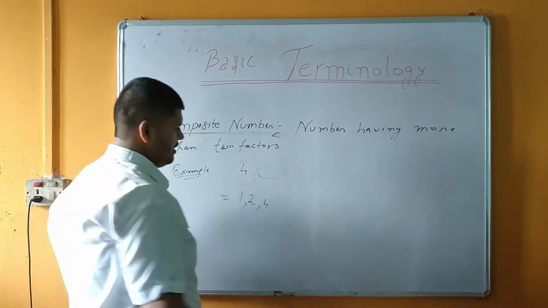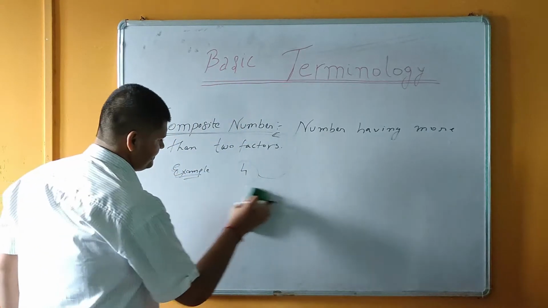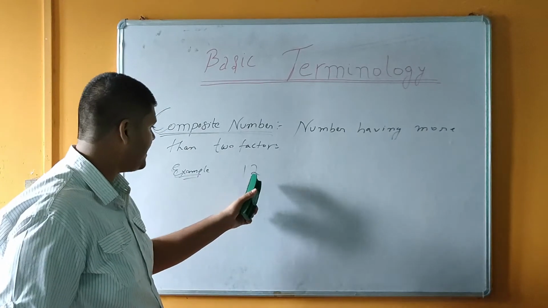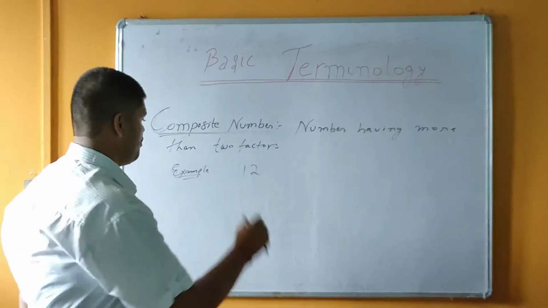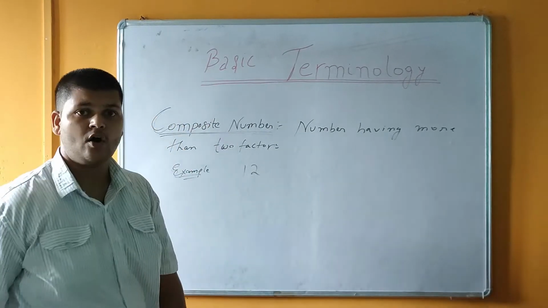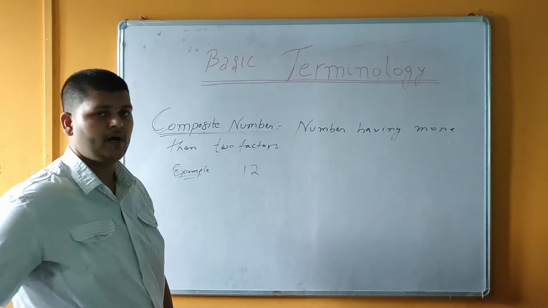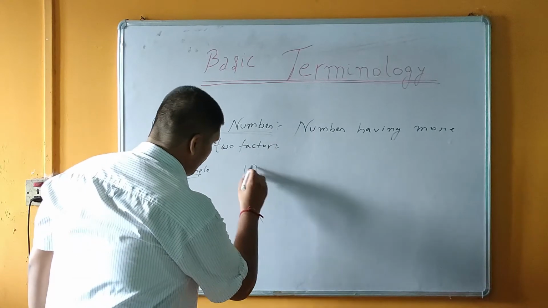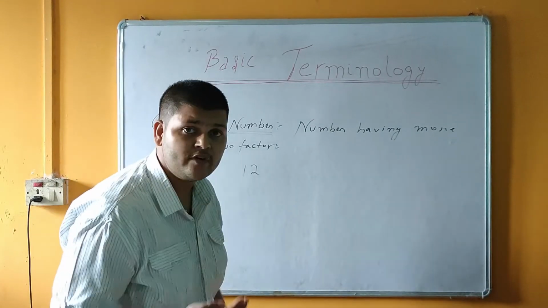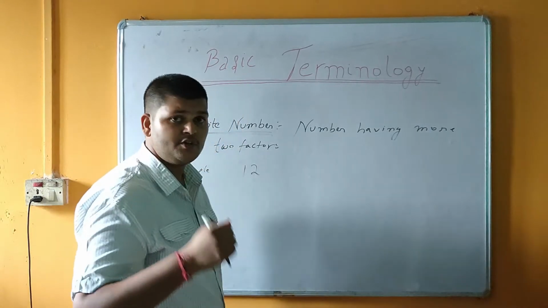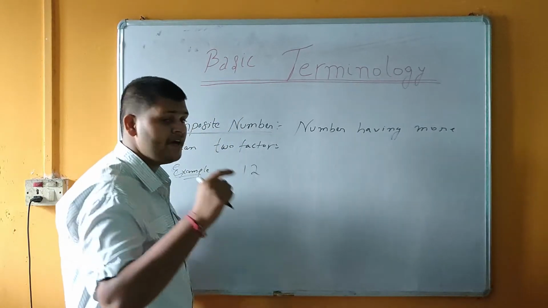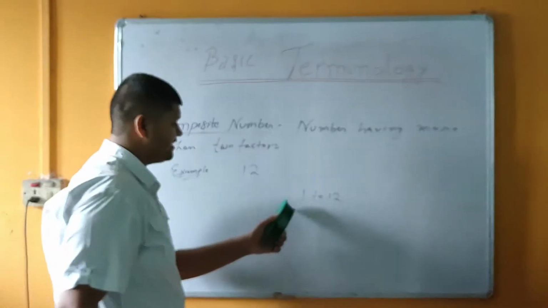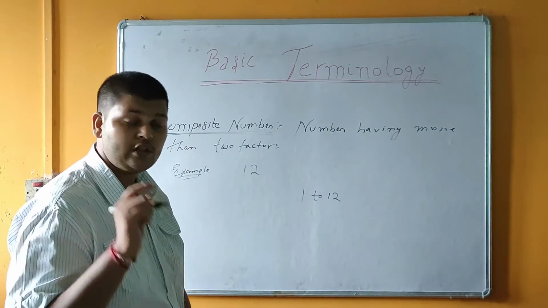Now take another example. Let's take 12. This is a number and we would like to justify whether this 12 is a composite number or not. Yes, this 12 is a composite number, but how can I say that? First of all, you have to find all the factors of 12. So how will you find the factors? First of all, you have to fix the range. From 1 to 12, you have to read the table and find out all the factors.